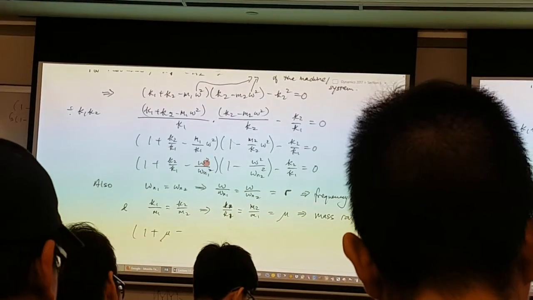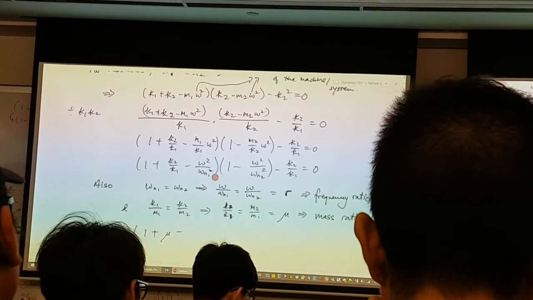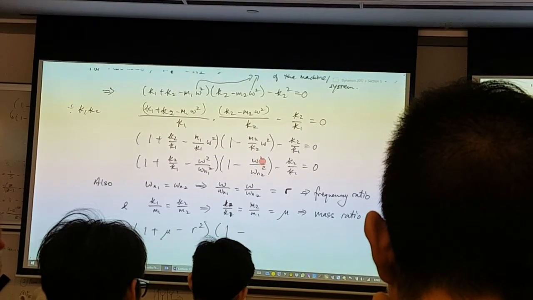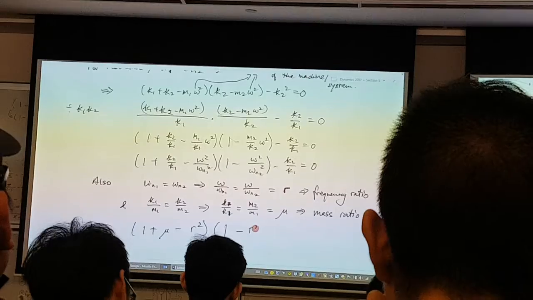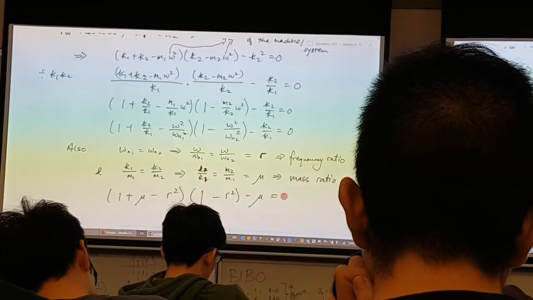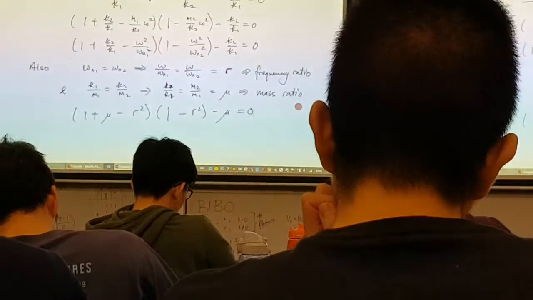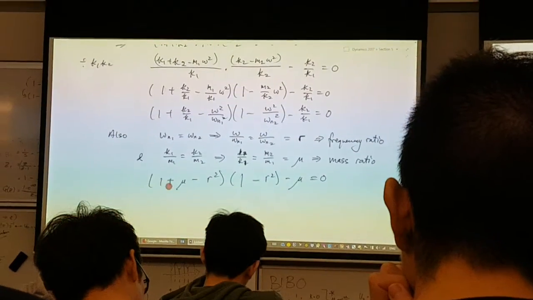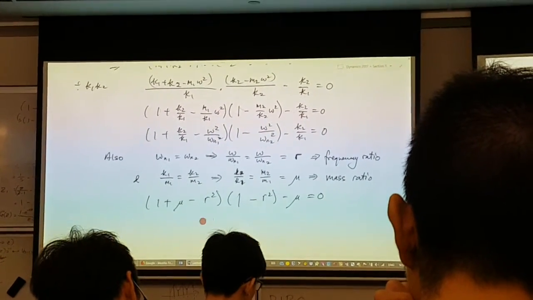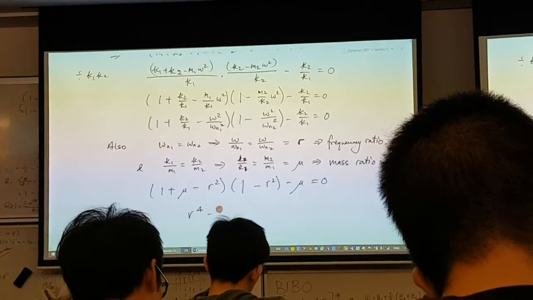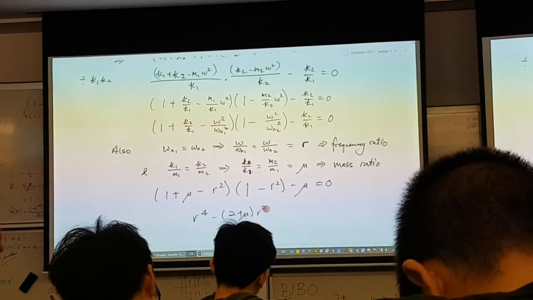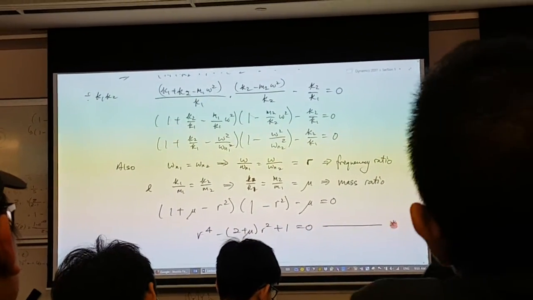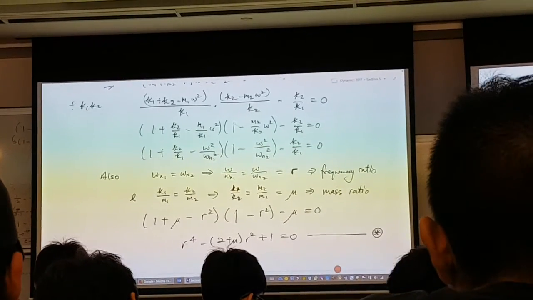Minus omega squared over omega m1 squared. This is R squared. And this term over here is also R squared. Minus mu equal to 0. Much more simplified form. I can multiply this term by term in there. After a little bit of simplification, I get R^4 minus 2 plus mu R squared plus 1 equal to 0. I call this equation star. Later on, I'll refer back to star.